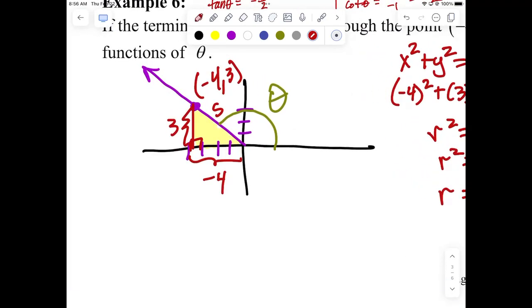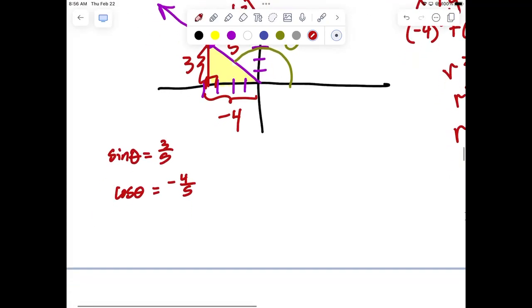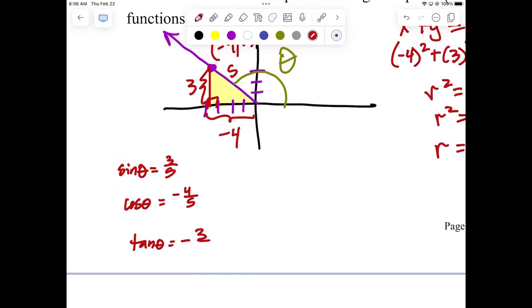All right, now let's go ahead and list our ratios here. So we got sine of theta. Sine is y over r, so that's 3/5. Cosine of theta is x over r, that's negative 4/5. Tangent of theta is y over x, that's going to be negative 3/4. And then the reciprocal functions: cosecant is r over y, so that's 5/3. That's the reciprocal of sine. Secant of theta is r over x, that's 5 over negative 4. That's the reciprocal of cosine, that looks good. And then cotangent of theta is x over y, that's negative 4/3. And that is, in fact, the reciprocal of tangent.